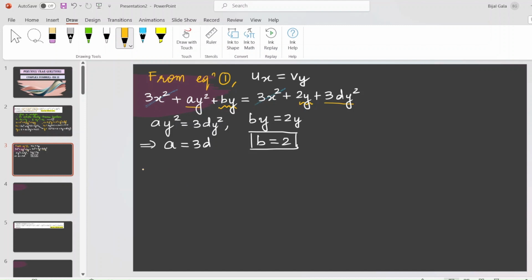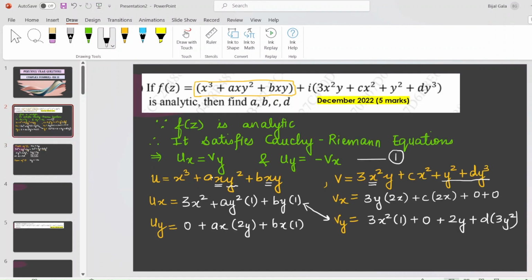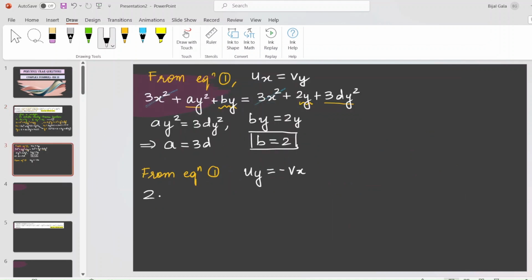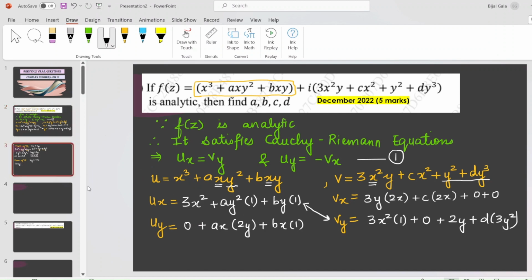So again, let's apply equation number 1. This time the second Cauchy-Riemann equation. The second Cauchy-Riemann equation is uy is equal to negative vx. So let's bring those values here. Uy would be 2axy plus bx.